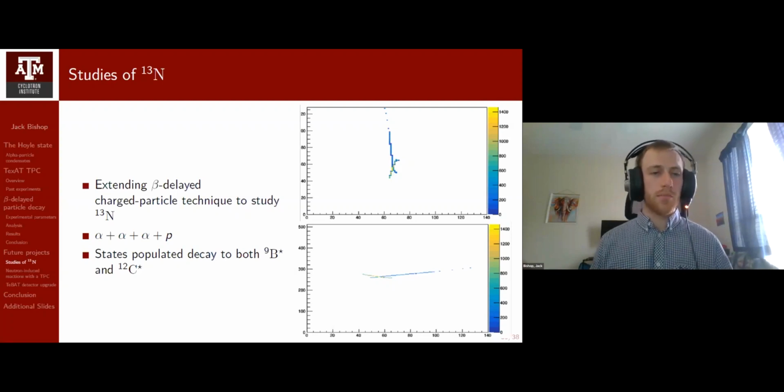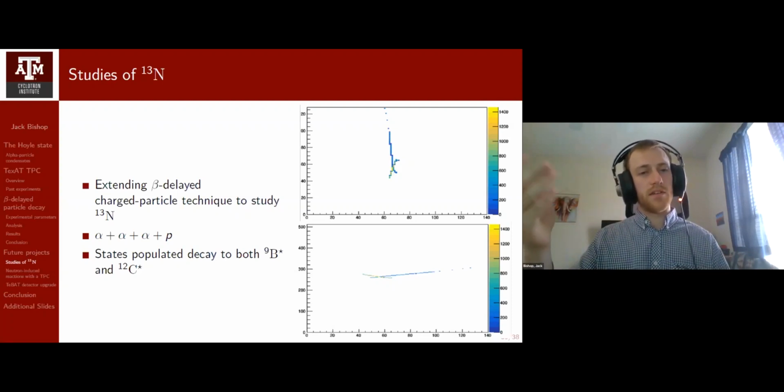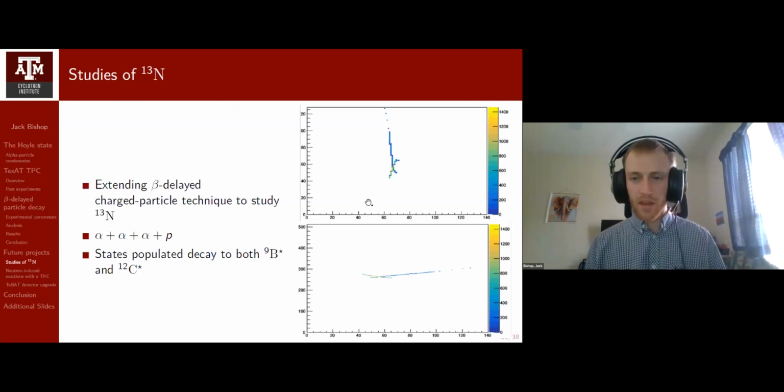So here we implant, instead of nitrogen-12, oxygen-13. It populates states in nitrogen-13. And then these states will decay to both excited states in boron-9 and carbon-12. And we end up with an alpha-alpha-p final state. As if it weren't hard enough to analyze 3 particle tracks, why not throw in another one for fun? And there are some examples here of simulation work modeling exactly what this will look like as it goes through the various states. So this is something to keep an eye out on the horizon.